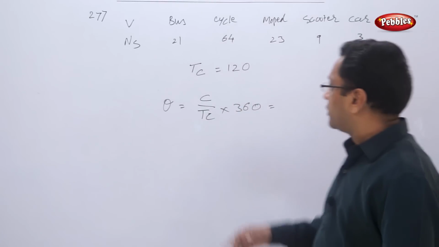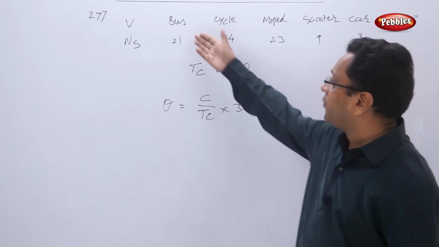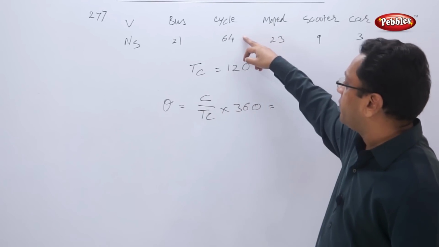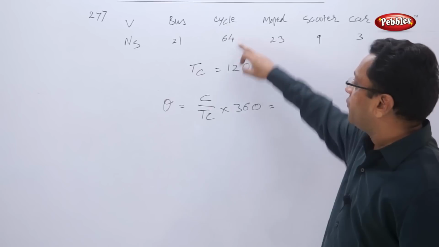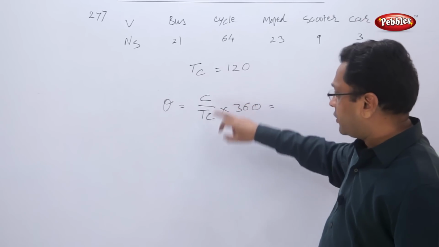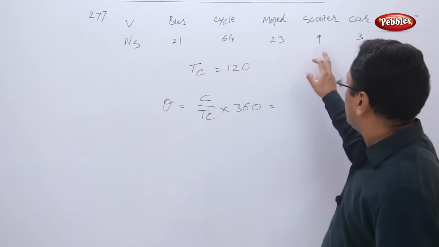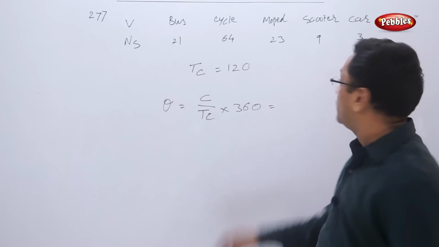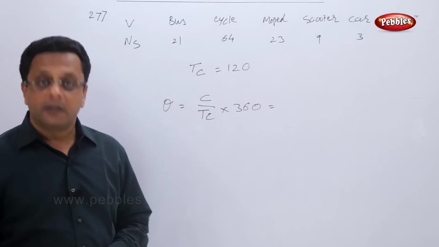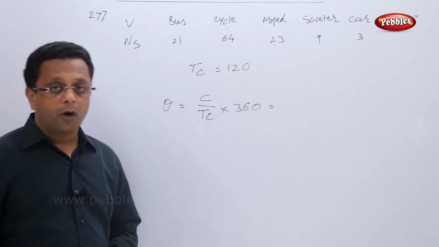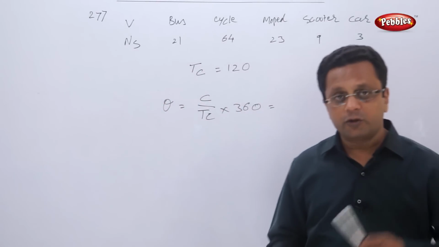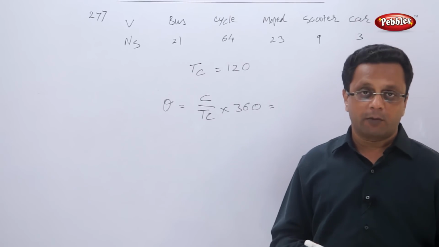So for each sector, for example, the first theta will be 21 upon 120 into 360, 64 upon 120 into 360, 23 upon 120 into 360, 9 upon 120 into 360, and 3 upon 120 into 360. So now you have got all the degrees. You have to just draw the pie diagram. So pause your video here and complete this problem.